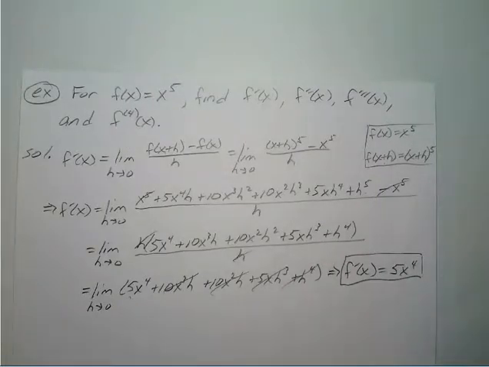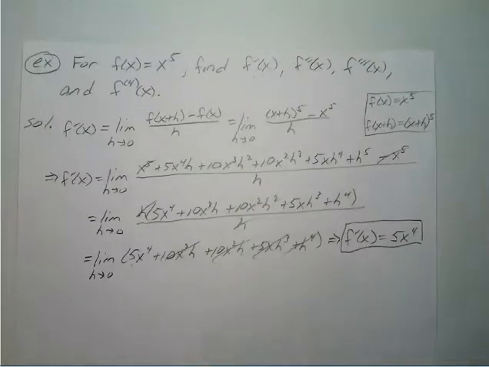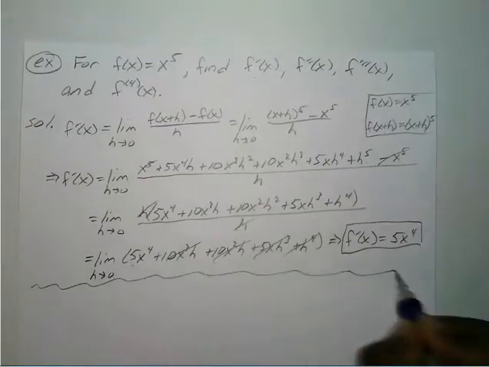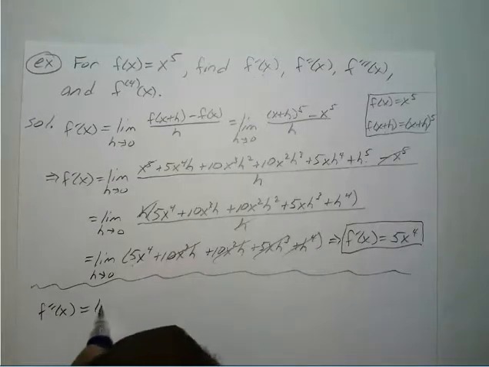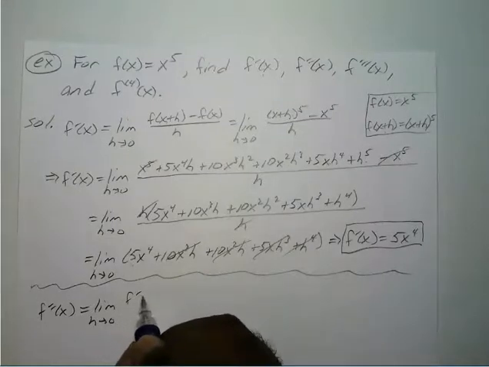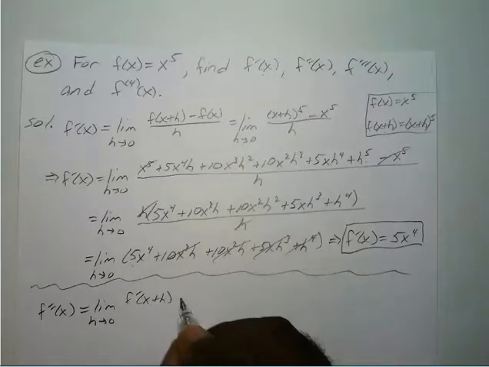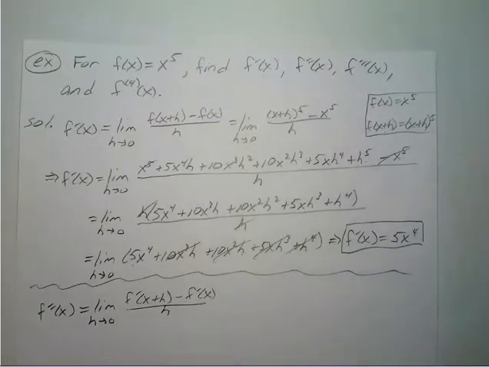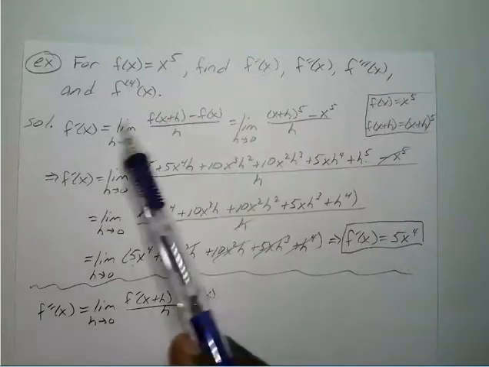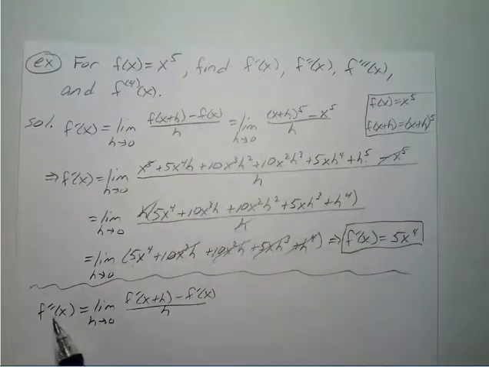What about our second derivative? Well, remember, your second derivative is just the derivative of your first derivative. Let me go ahead and separate that. So your second derivative is going to equal the limit as h approaches 0 of f prime of x plus h minus f prime of x all over h. For your first derivative, it's the derivative of the function. For the second derivative, it's the derivative of the first derivative of the function.